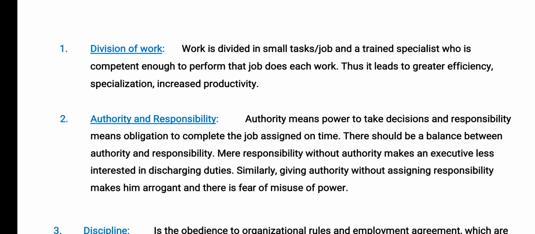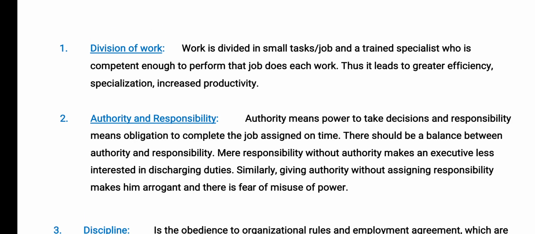So division of work generally says that the manager has to divide the work into small parts so that they can be given to specialized or trained persons, and they can do the job very well, which is helpful in the success of an organization.